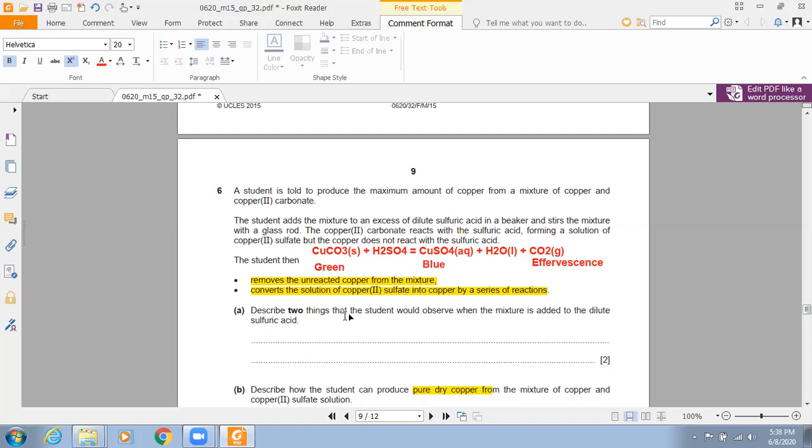Look at this. Describe two things that the student would observe when the mixture is added to dilute sulfuric acid. So what are the observations? One is a blue solution is formed, because copper carbonate is a green solid and copper is a brown solid, right? So what will you observe? A blue solution. You have to write two observations only. A blue solution forms. This is the observation. And what could be the other observation? The other observation could be effervescence, right? The other observation could be effervescence.